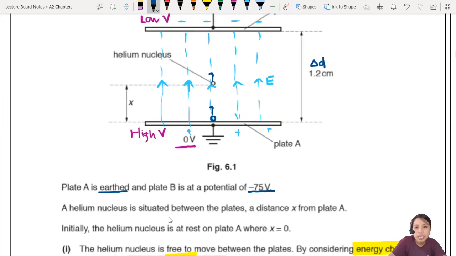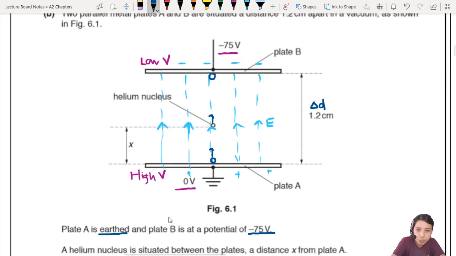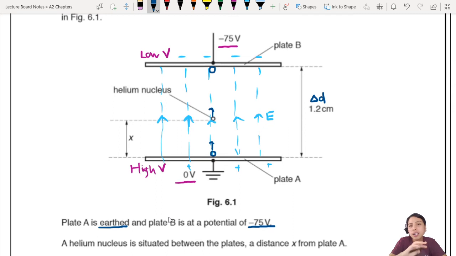That means eventually this charged particle will reach B. But I don't care how far apart the plates are, it will always reach the same final speed. How to think of this? Let's slow down a bit and go back to this plate. What causes the charged particle to move? Electric force. Helium nucleus is positive, also known as an alpha particle, so you have positive 2.